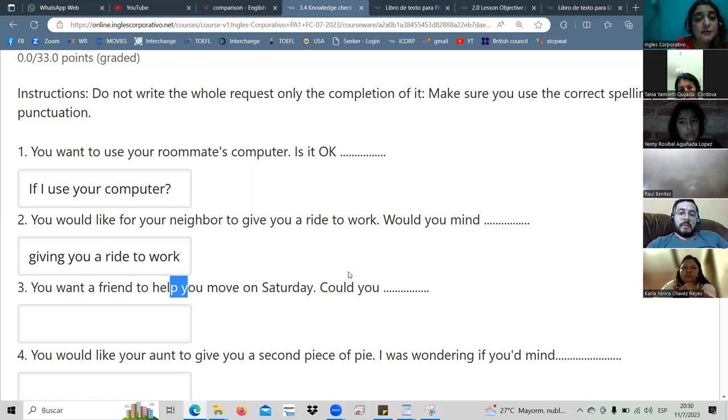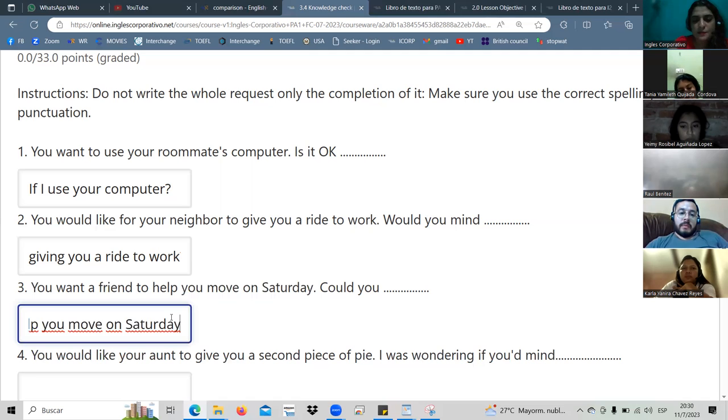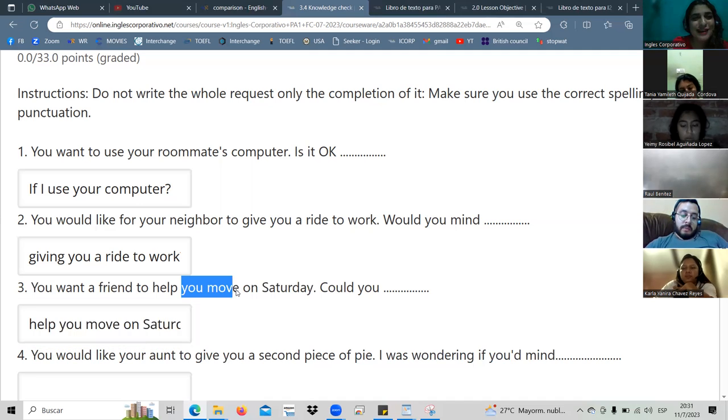Could you help me move? You see that here it doesn't have a to, right? Can you help me to move? It's okay, but normally it's not used. It can be both ways, but it's not too common. It's more common without to. Can you help me move? Those are some exceptions.